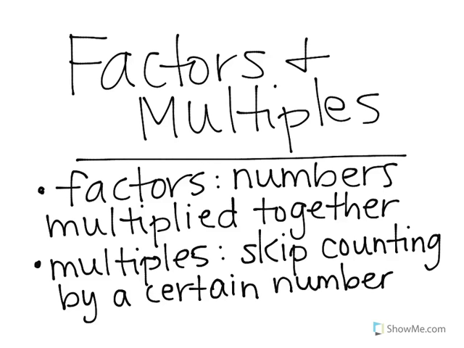We are going to go over factors and multiples today, and we'll do prime numbers and composite numbers later on in the slideshow. But factors are numbers that are multiplied together, such as 2 times 4 equals 8, 2 and 4 are the factors. Multiples are when you skip count by a certain number.